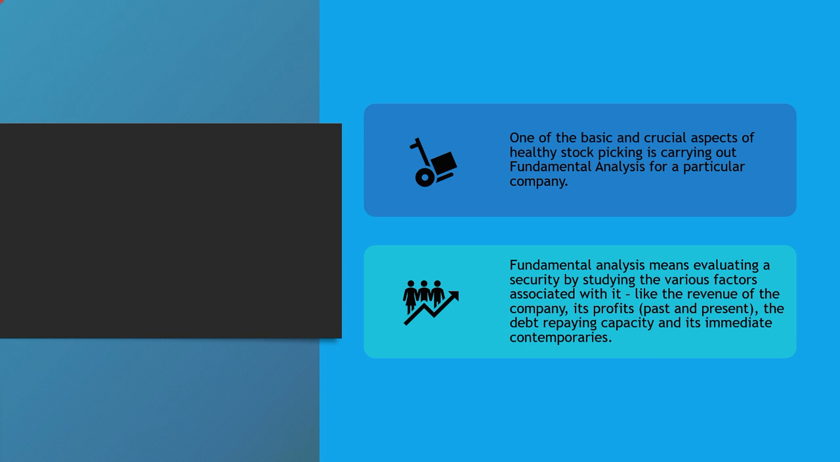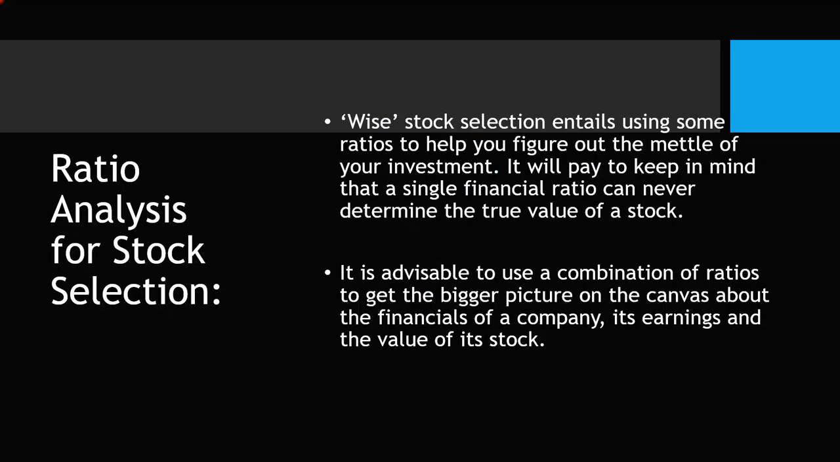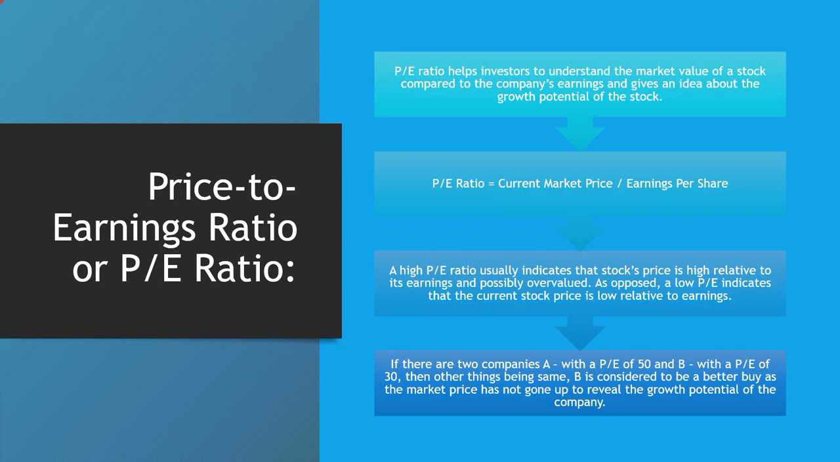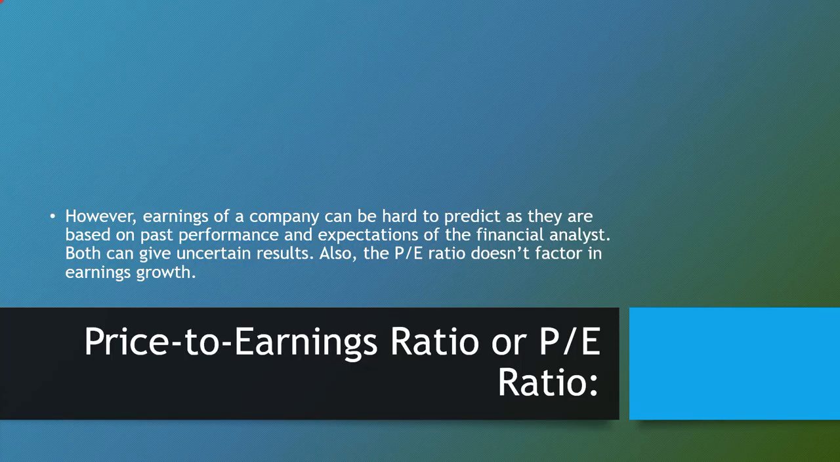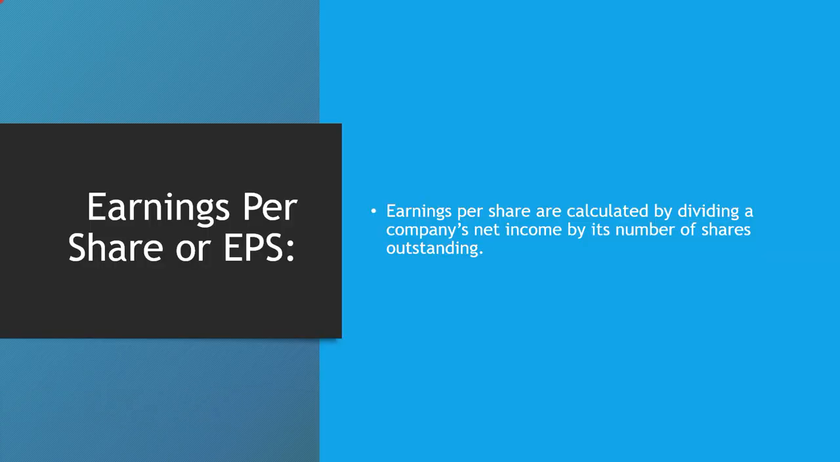So one of the basic and crucial aspects of healthy stock picking is carrying out fundamental analysis for a particular company. So there's many ratios that we should look at. So we want to look at price earnings ratio, or PE ratio. Now, however, earnings of a company can be hard to predict as they are based on past performance and expectations. Also, the PE ratio doesn't factor in earnings growth. We look at earnings per share. Earnings per share are calculated by dividing a company's net income by its number of outstanding shares.